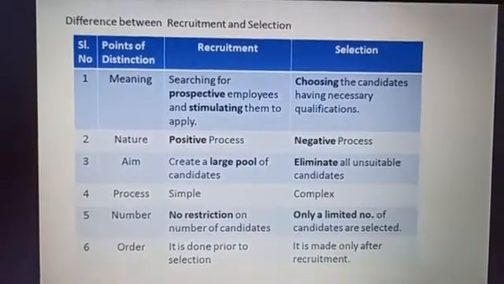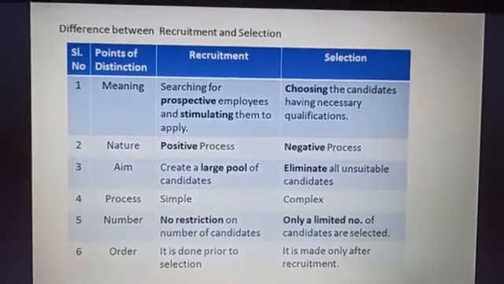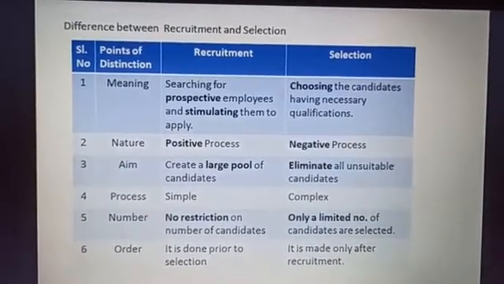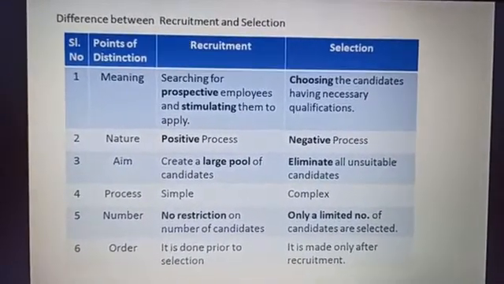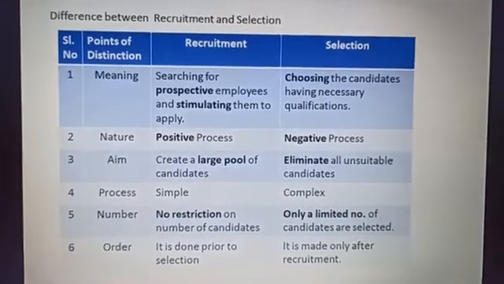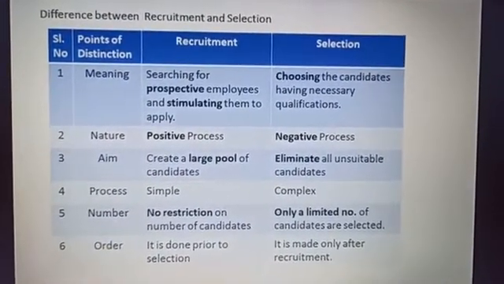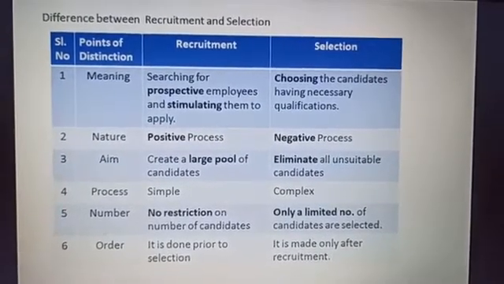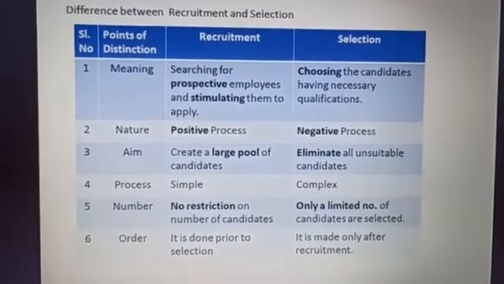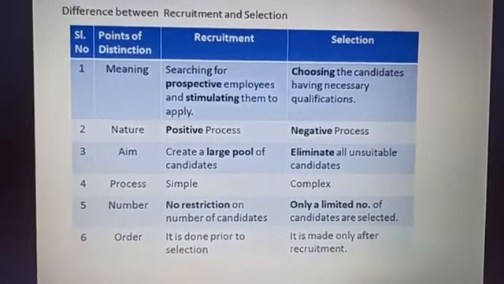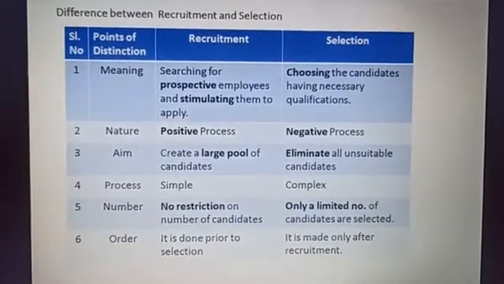On the basis of nature, recruitment is a positive process while selection is a negative process. On the basis of aim, recruitment tends to create a large pool of candidates while selection eliminates all unsuitable candidates to select the chosen one. Number 4, process. It is simple, that is recruitment, while selection is a complex process.